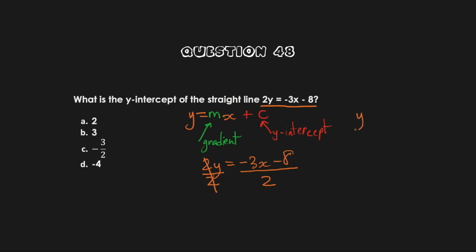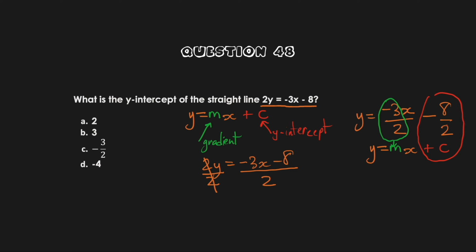So we'll be left with y is equal to negative 3x over 2. So I'm going to split it and then have minus 8 over 2. Now if we go back to this here, we would notice that we can do it by comparison. So as you can see here, m represents the gradient. So right here is the gradient, which is m, and the y-intercept c is represented by this. So we have negative 8 over 2. So what is negative 8 over 2? Negative 8 divided by 2 is actually equal to negative 4. So that means my y-intercept is equal to negative 4.